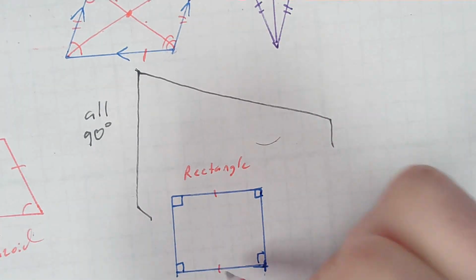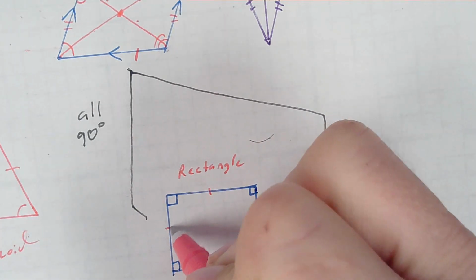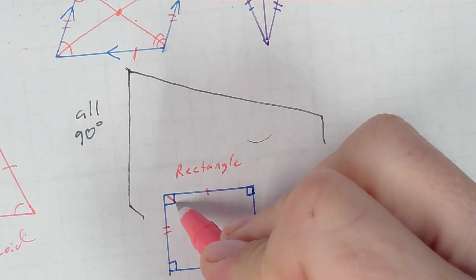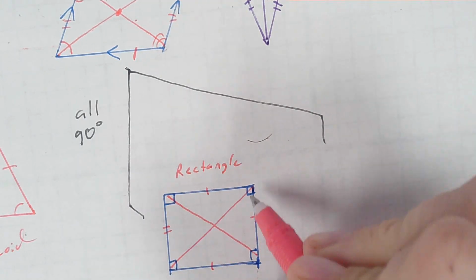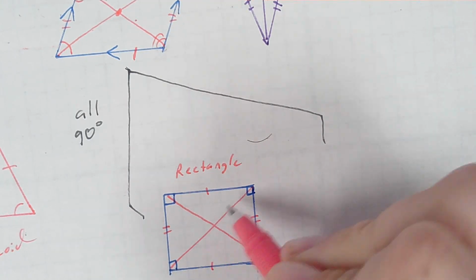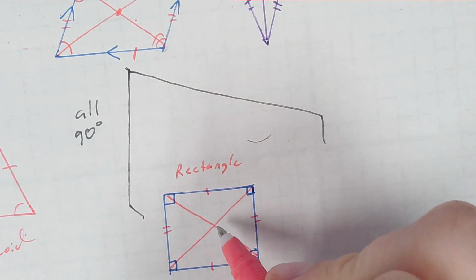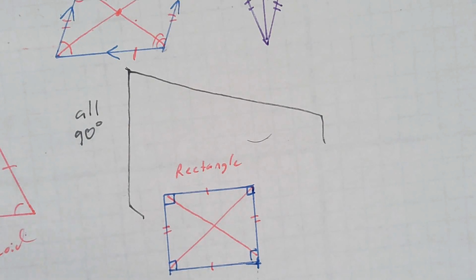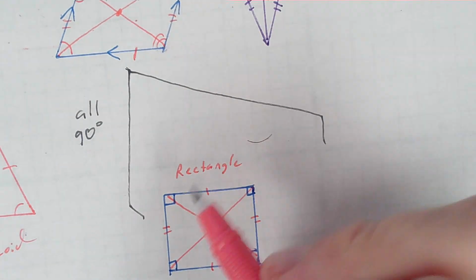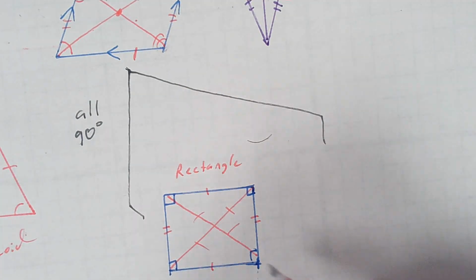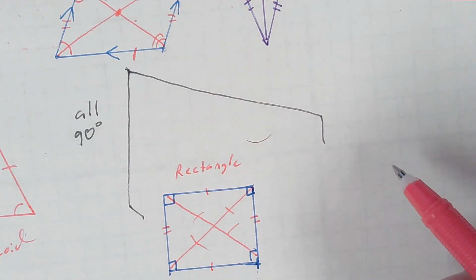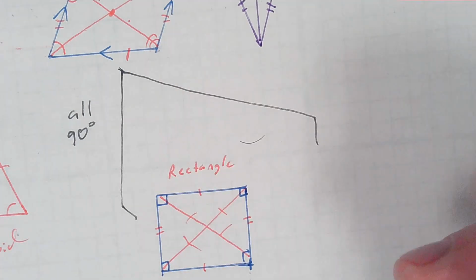This line segment and this line segment are still congruent, and that line segment and that line segment are still congruent. Both of those are the same length, okay? So everything is the same inside of there.